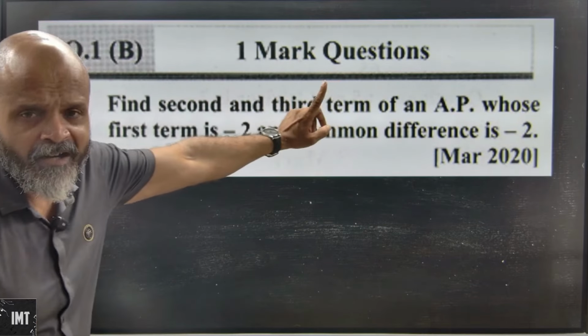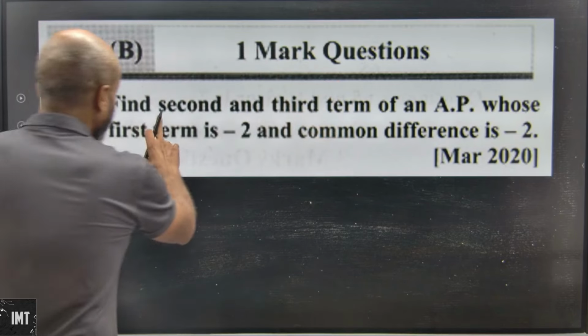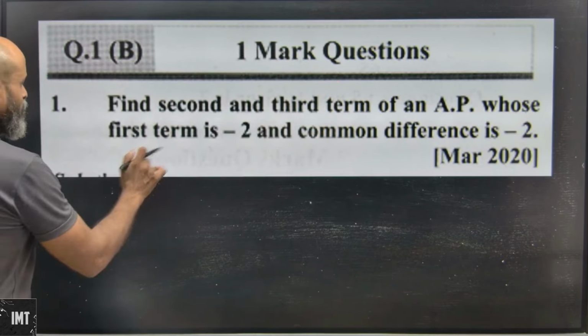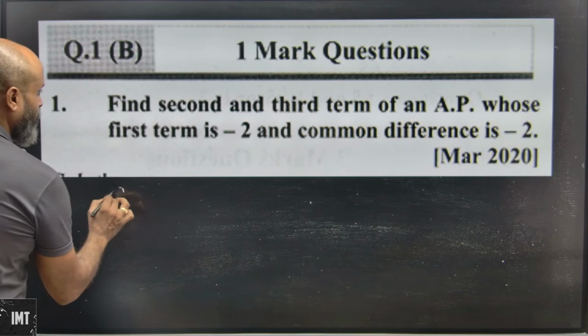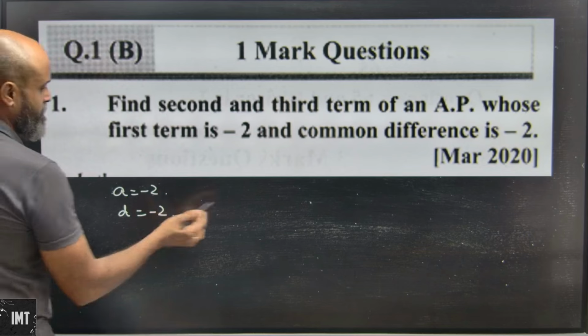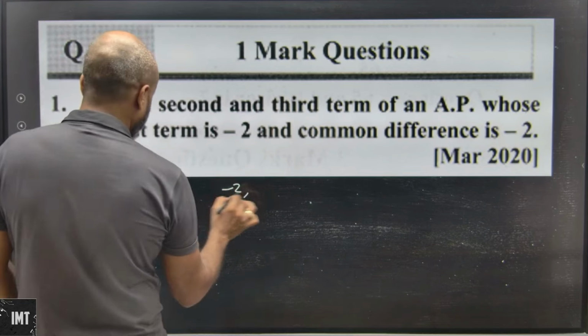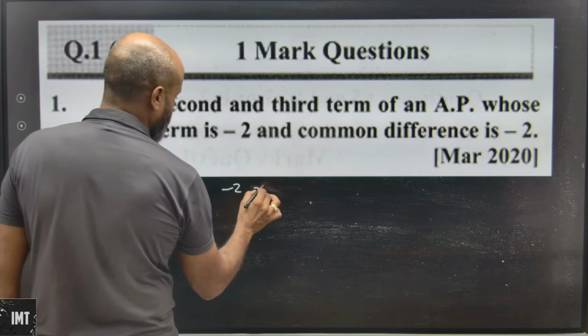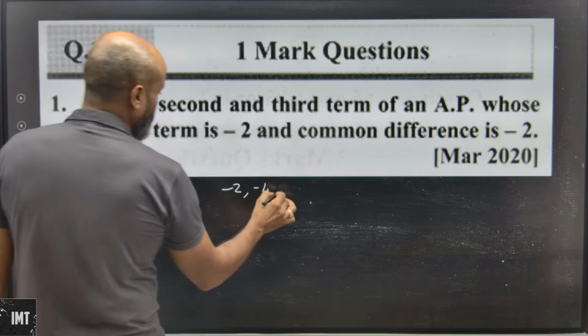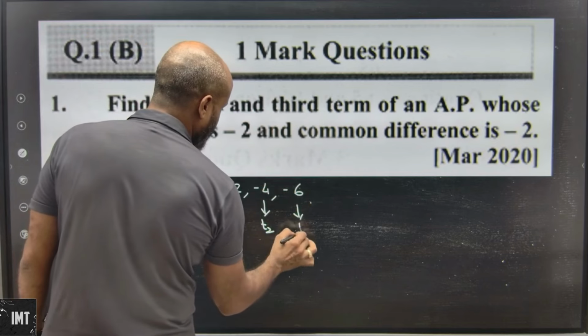This is a question of Maharashtra State Board asked in 2020. First, find the second and third term of an AP whose first term is minus 2 and the common difference is minus 2. So the second and third terms are required. The first term will be minus 2. What will be the second term? Minus 2 plus minus 2, that's minus 4. Third term, minus 4 minus 2, that is minus 6. So this will be the second term and this will be the third term.